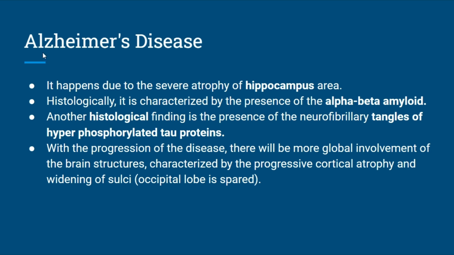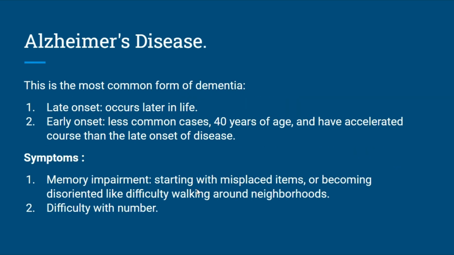Another one that we're going to look at here is Alzheimer's disease, and it happens due to severe atrophy of the hippocampus area. Histologically speaking, it is characterized by the presence of beta amyloid, and another histological finding is the presence of neurofibrillary tangles of hyperphosphorylated tau proteins. With the progression of the disease, there will be more global involvement of the brain structure, characterized by progressive cortical atrophy and widening of the sulci. However, the occipital lobe is spared. This is one of the features that you may encounter: the occipital lobe is going to be spared. And this is the most common form of dementia.